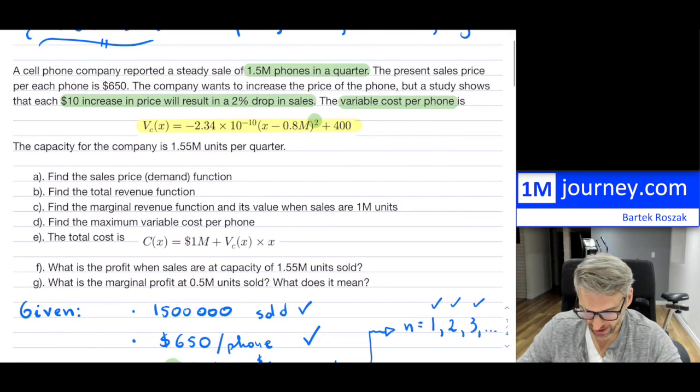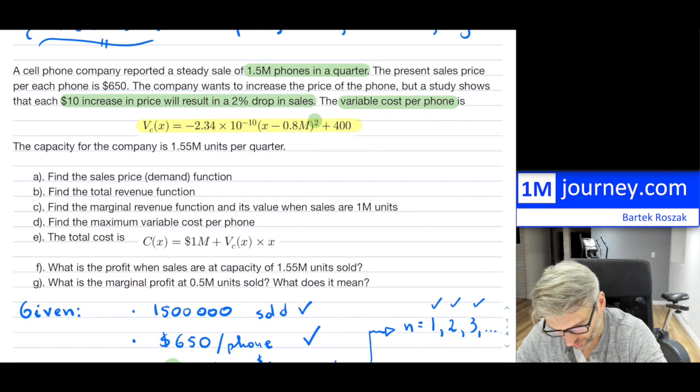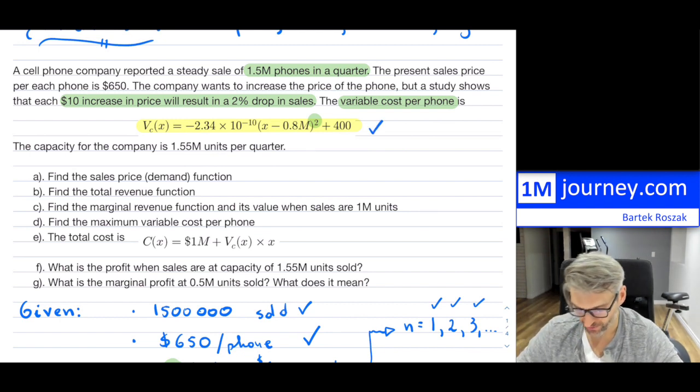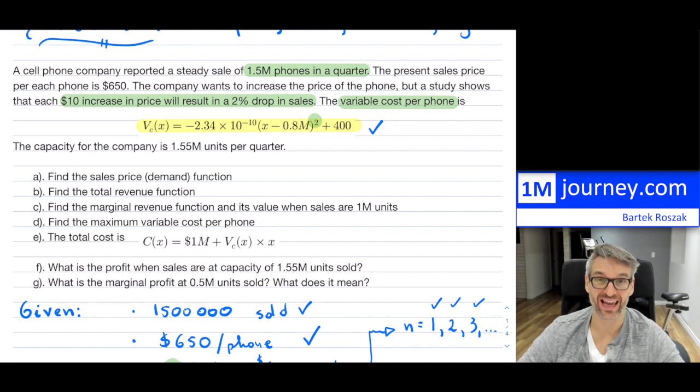Now, the variable cost per phone, they give that to us right here. Super ugly: negative 2.34 times 10 to the negative 10. So that's a puny number. And then in brackets, X minus 0.8 million squared, plus 400. So this is a quadratic function.